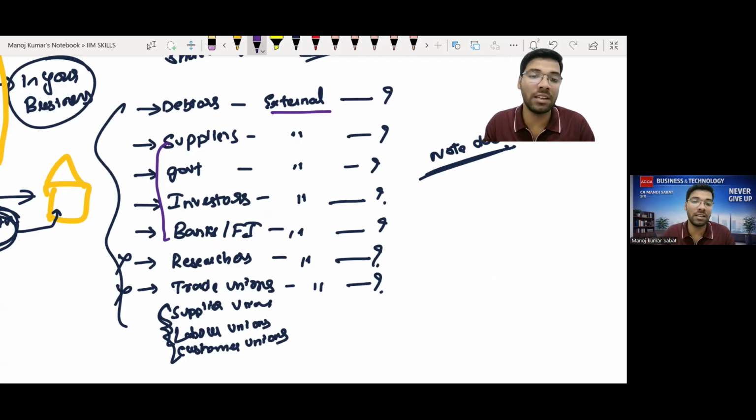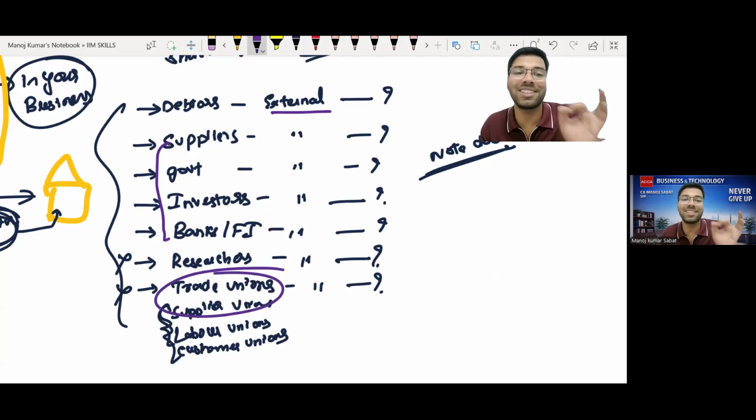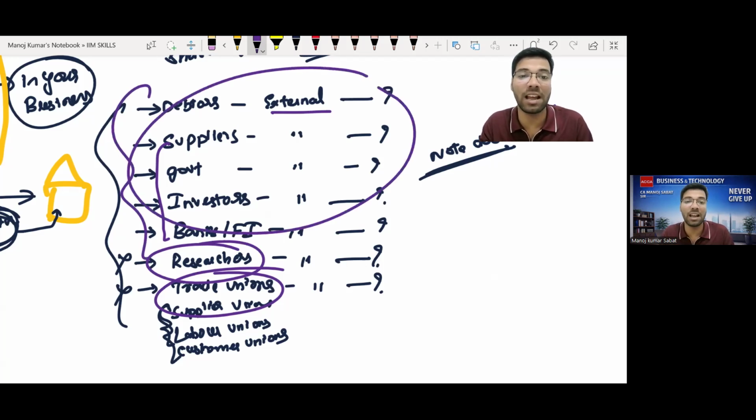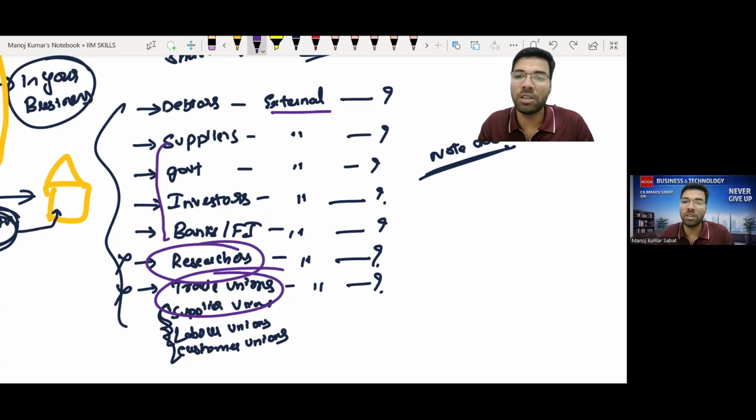Now here you can see trade unions do not have any financial interest. Researchers do not have any financial interest. But these other stakeholders have a financial interest. So note down the doubts and please put them in the comment box.